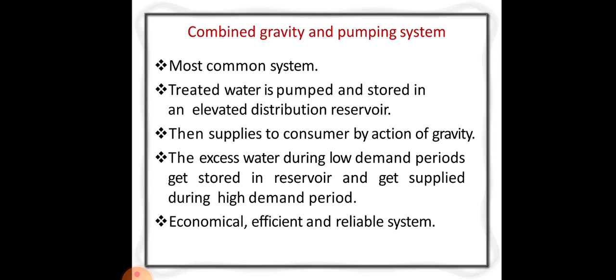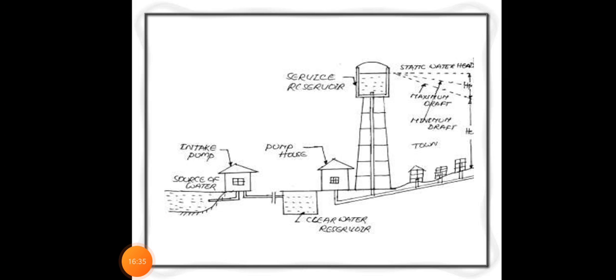Now there is another system, that is the combined gravity and pumping system, which is actually the most common method adopted in the distribution of water. Here the treated water will be pumped and stored in an elevated distribution reservoir, and then it will be supplied to the users by the action of gravity. The excess water, especially during the low demand period, will get stored in the reservoir, and it will be supplied during high demand periods. One advantage of this system is that it is more economical, efficient, and reliable. So this is the combined gravity and pumping system, which is the most commonly adopted system in most cases.